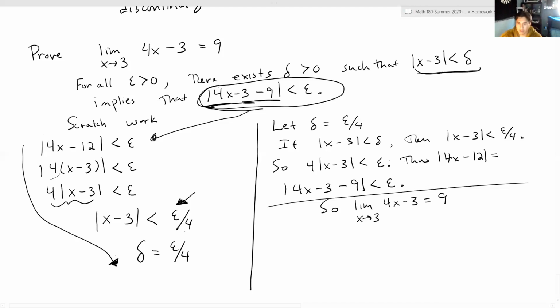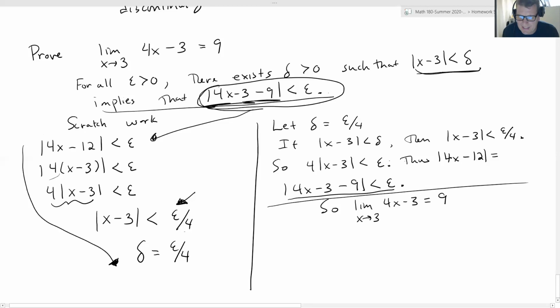You know how you left it at 4x − 12? That would be wrong on the test. You want to go all the way. You've got to get to this place right here, because this is the actual proof part, the actual definition. So you actually have to write the |(4x − 3) − 9|, because that's the actual part of the definition. Without it, it's a missing part of the definition. Okay, that makes sense.